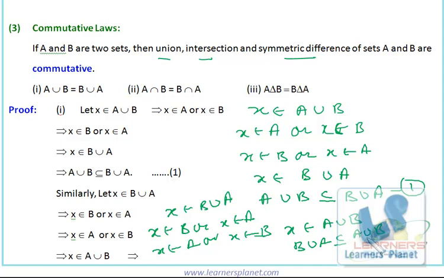That is possible only when both the sets are equal. Then only one set can be a subset of the other and vice versa. If set X is a subset of set Y and set Y is a subset of set X, it is possible only when X is equal to Y. So here A union B is a subset of B union A and B union A is a subset of A union B. That means A union B is equal to B union A. So that is the first law we have established.